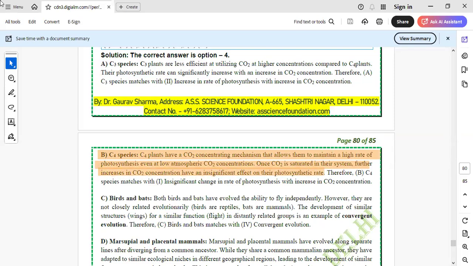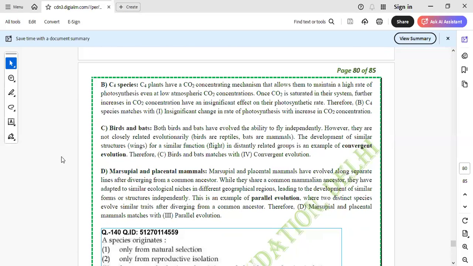But the rest of the two options should also be very clear to you, that birds and bat, when you talk about them and you say they are convergent evolution, how? So birds and bat both fly. Both birds and bat have evolved the ability to fly independently. However, they are not closely related evolutionarily. Birds and reptiles, bats and mammals, and they developed similar structures, wings, for similar function, like both of them used for flying purpose. And distantly related groups is an example of convergent evolution, right? So that's why birds and bats, both the wings are an example of convergent evolution.